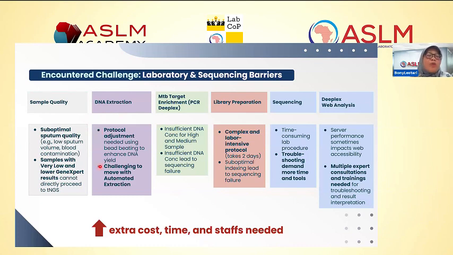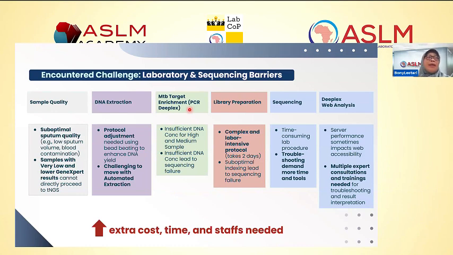And then although we have automatic extraction, we have Alshang, we have Genolution, we tried Promega, but it doesn't really give us sufficient DNA to proceed for sequencing. So it's really challenging for us to do automatic extraction. We tried many times, but it did not give us good results. So we stop doing automatic extraction for now, and try to improve the manual extraction instead.